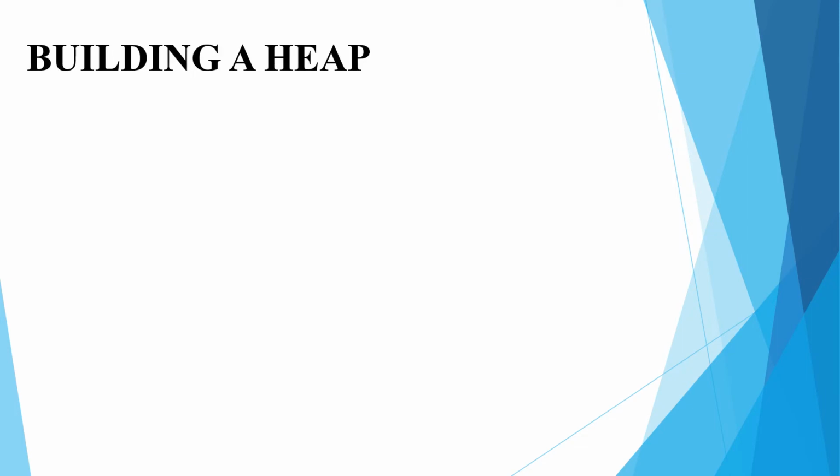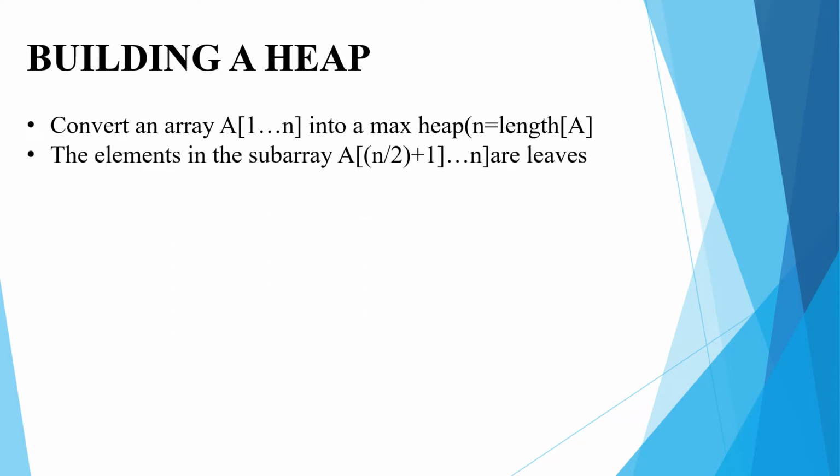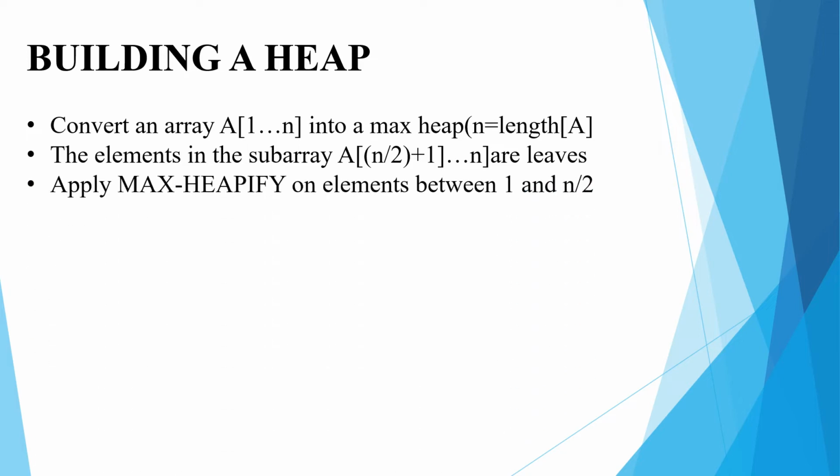Now we can look at how to build a heap. Convert an array A of 1 to n into a max heap, n equal to length of A. The elements in the subarray A of n by 2 plus 1 up to n are the leaves. Apply max heapify on elements between 1 and n by 2.